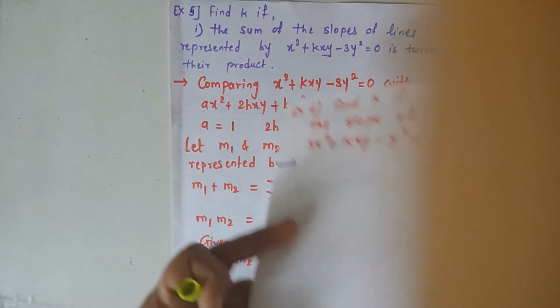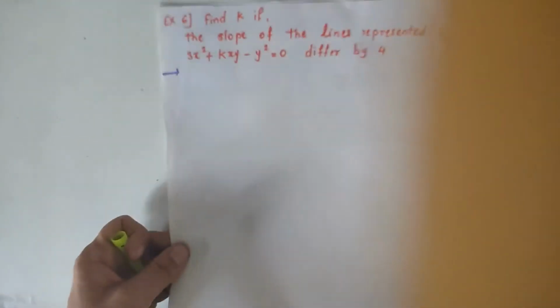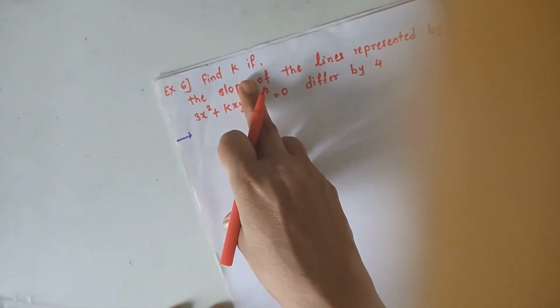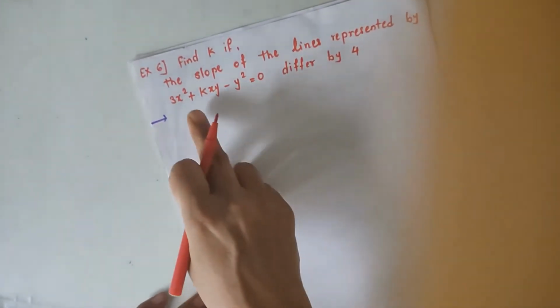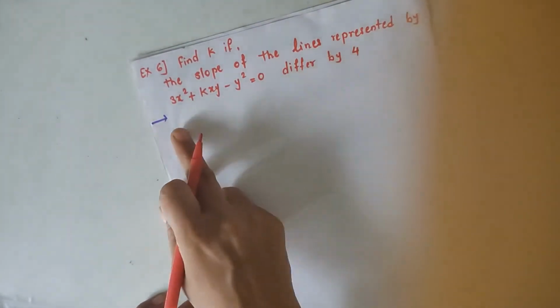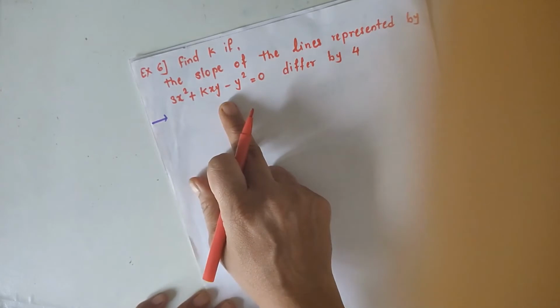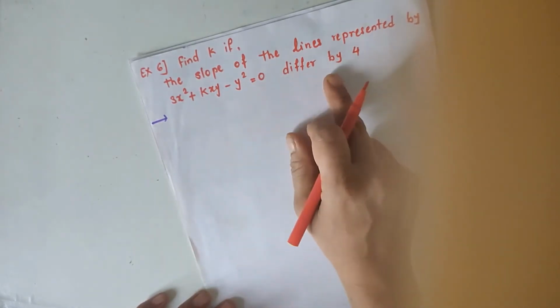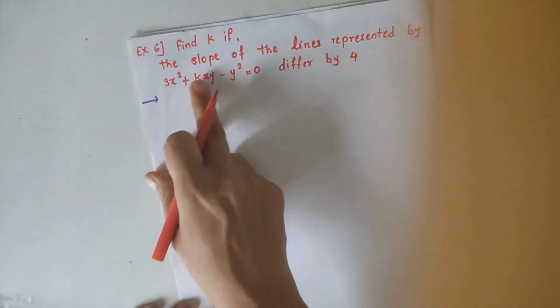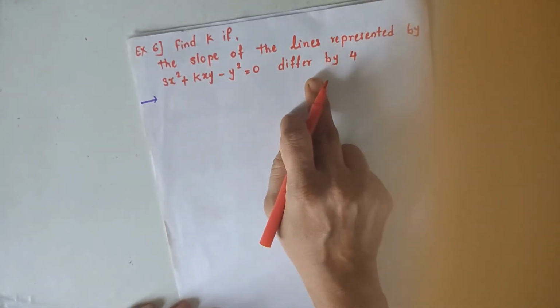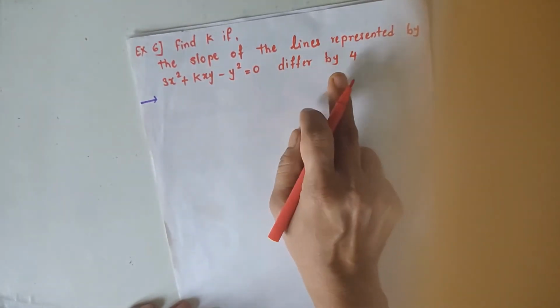Now see example 2. Find the value of k if the slopes of lines represented by 3x square plus kxy minus y square is equal to 0 differ by 4. Here the condition is the difference between the two slopes of lines is 4.